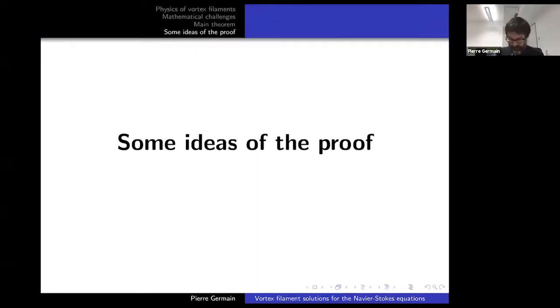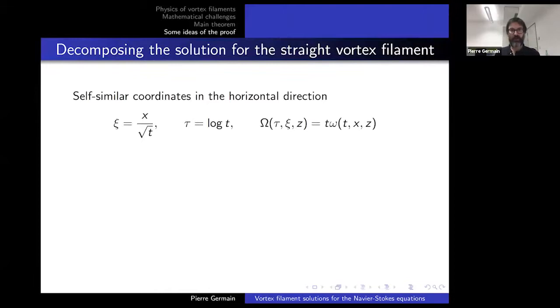Okay, so let me try and mention some ideas of the proof. So let's start with the straight vortex filament. Then it's a classical idea that you should consider self-similar coordinates, because the solution is locally self-similar. So if you rescale space and time in a self-similar way, it is certainly going to help. So xi is the rescaled space variable, tau is the rescaled time variable, and capital omega is the rescaled vorticity.